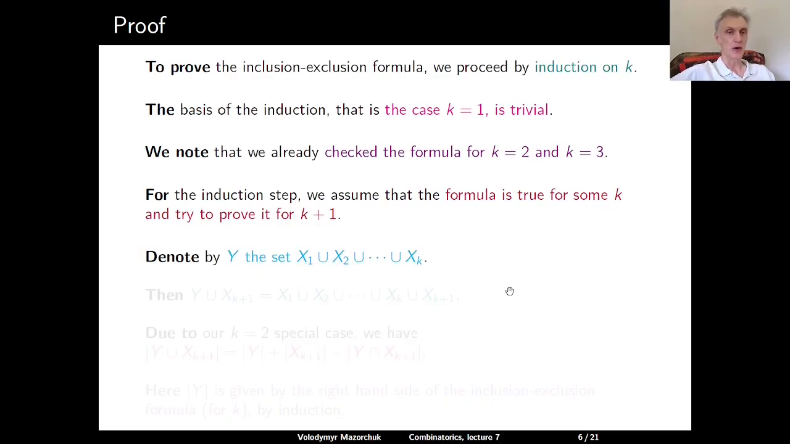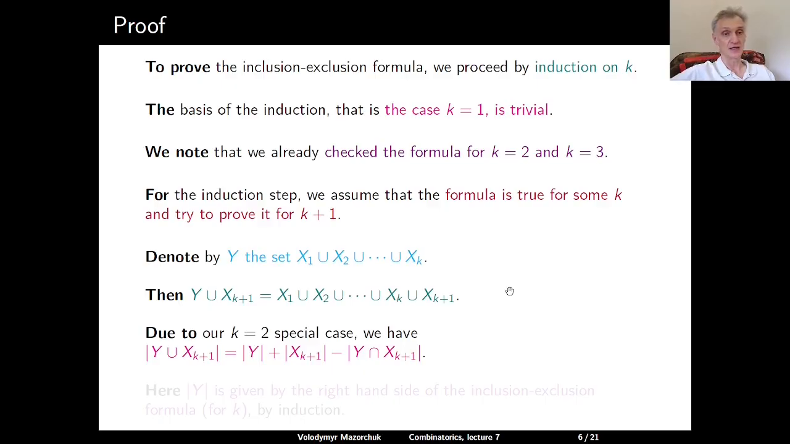Let us denote by Y the set x1 union x2 union and so on union xk. Then Y union with x sub k plus 1 is exactly the union of x1, x2 and so on all the way up to x sub k plus 1. Since we already did the case of k equals 2, the cardinality of the union of Y and x sub k plus 1 equals the cardinality of Y plus the cardinality of x sub k plus 1 minus the cardinality of Y intersection with x sub k plus 1.